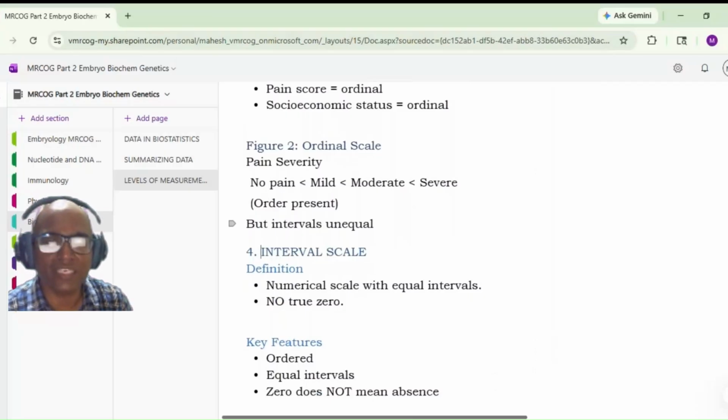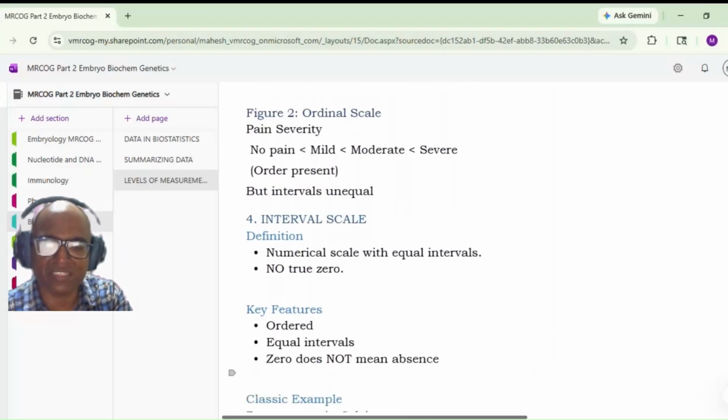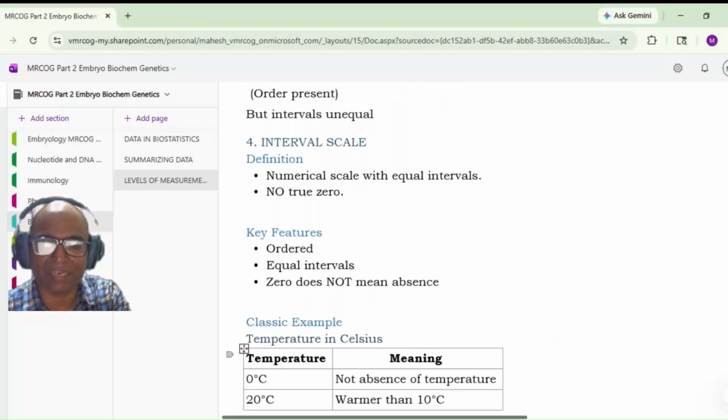So the interval scale is again ordered. It has equal intervals. So categories are there, and the difference between the categories is equal, while in the ordinal scale it was not like that. In the interval scale, the difference between the categories is equal, but zero does not mean absence. The best example is temperature, temperature which is measured in centigrade, not temperature measured in Kelvin.